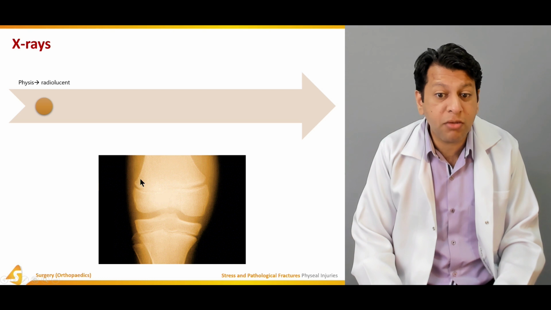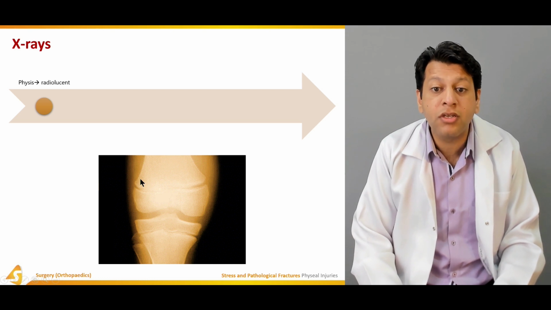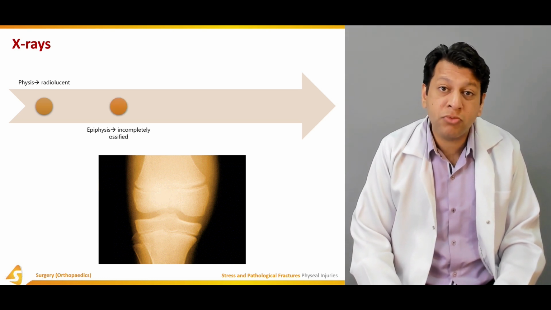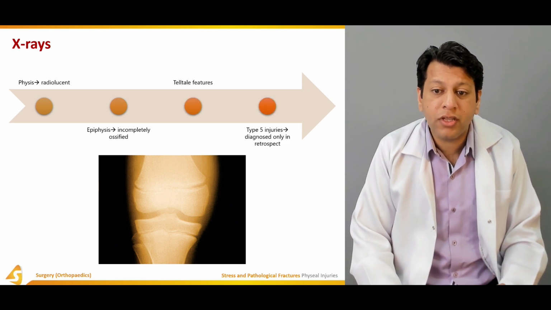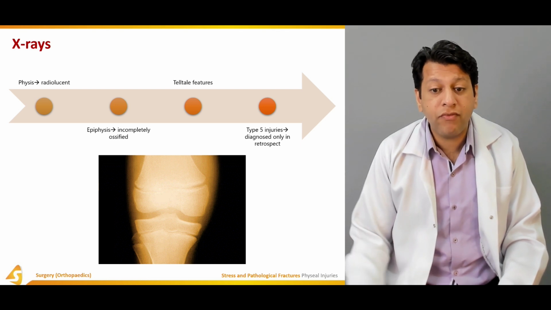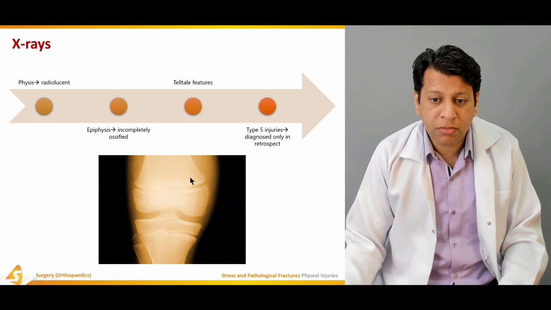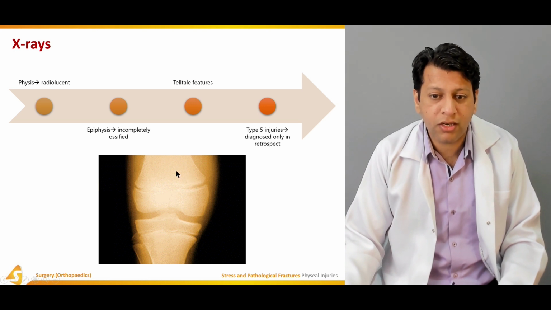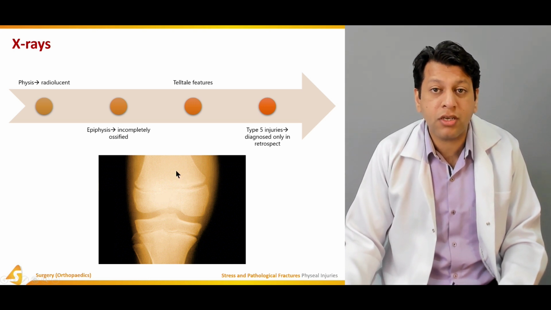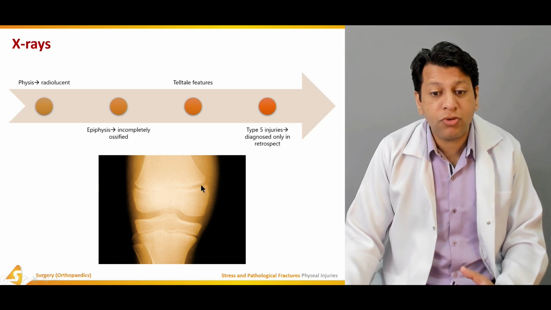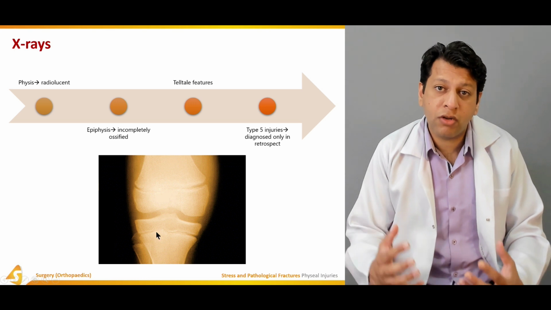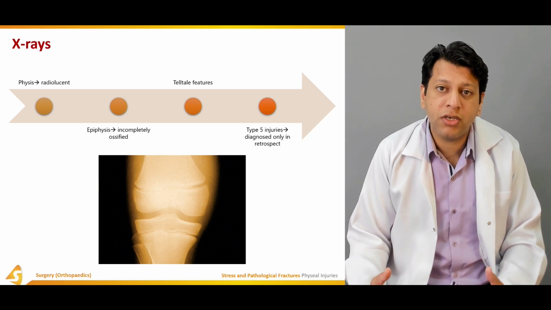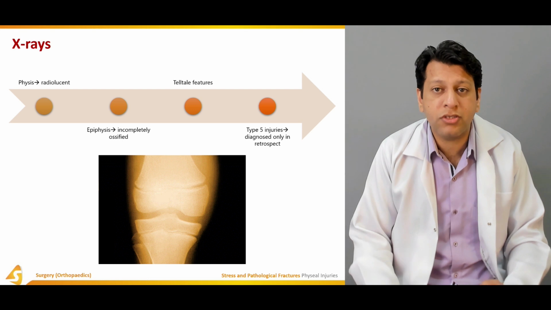The epiphysis is usually incompletely ossified in the X-rays of children. There are telltale features sometimes because the fracture line is exiting either into the metaphysis or into the epiphysis. Type 5 injuries, as I told you, are actually diagnosed retrospectively. Let's suppose this is crushed over here and there will be no telltale sign, but later on once the patient develops an angulation in the form of a genu valgum, then probably we will know that there was a medial side injury, which may be a Salter's type 5 injury.